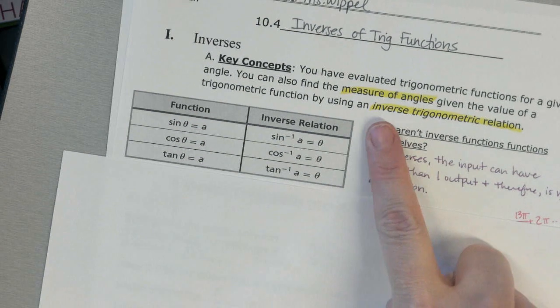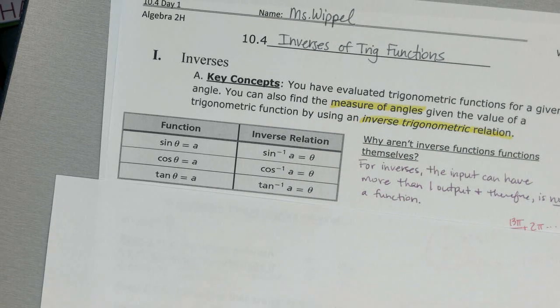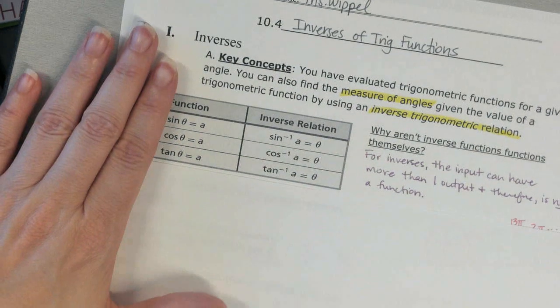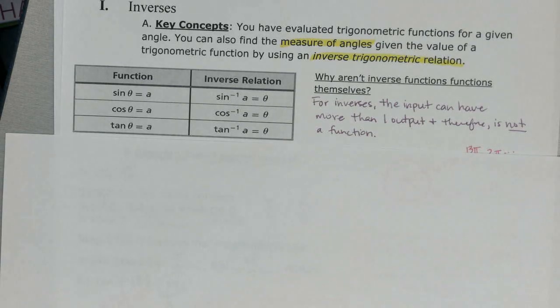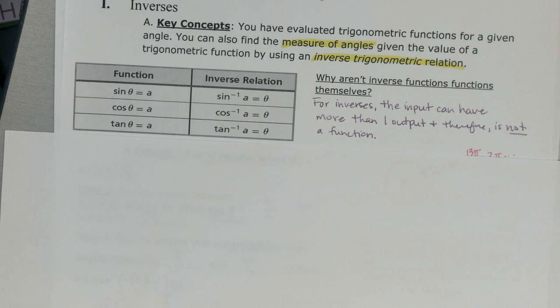So, did you guys notice that this is called an inverse trigonometric relation here? The reason why they call it a relation is because there's a very specific definition for a function. So if you think back to Algebra 1, do you guys remember what makes a relation a function? If there's one output. So for every input, there's exactly one output. Good. So you guys read through this. So for your inverses, the input can have more than one output. That's why it's not a function. Because you can have more than one output, which is what we're going to have for our first example.